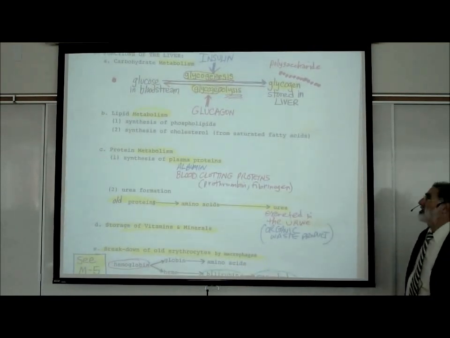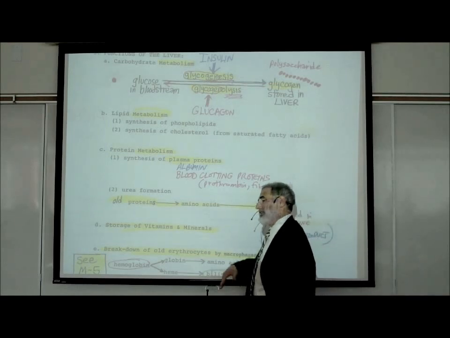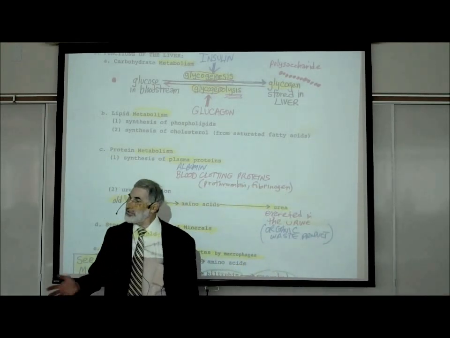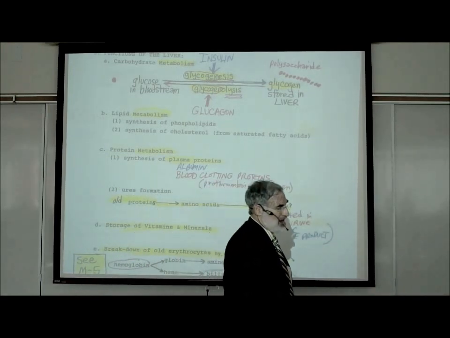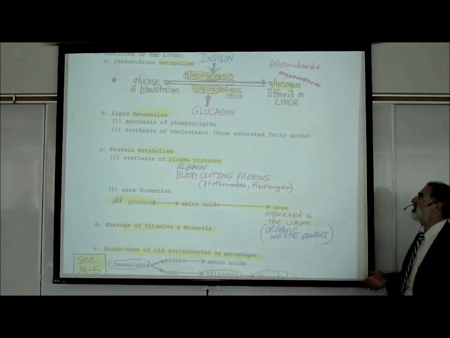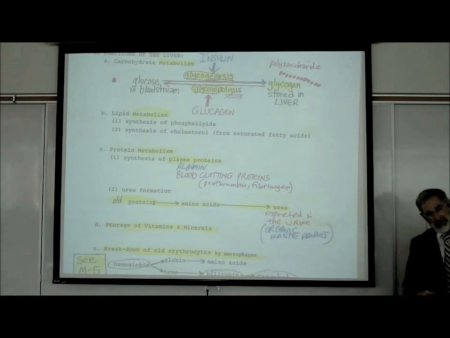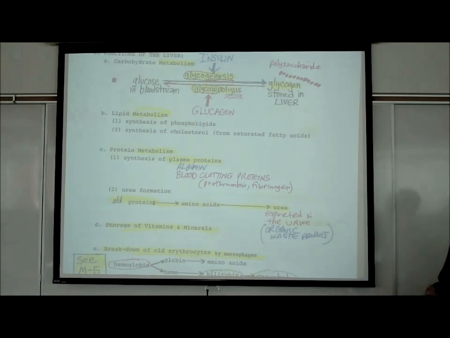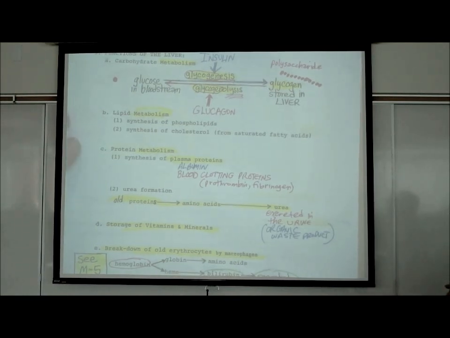All right, so another thing your liver is involved in is lipid metabolism. It's involved in manufacturing fats and also breaking down fats. Among the fats that it manufactures are phospholipids and cholesterol. Cholesterol is actually made from saturated fatty acids that we ingest in our diet.